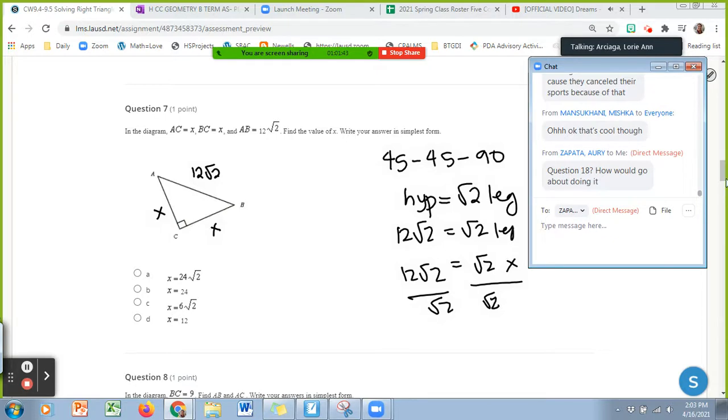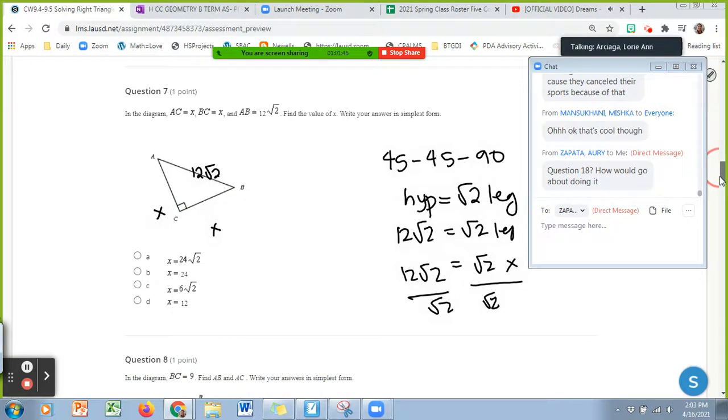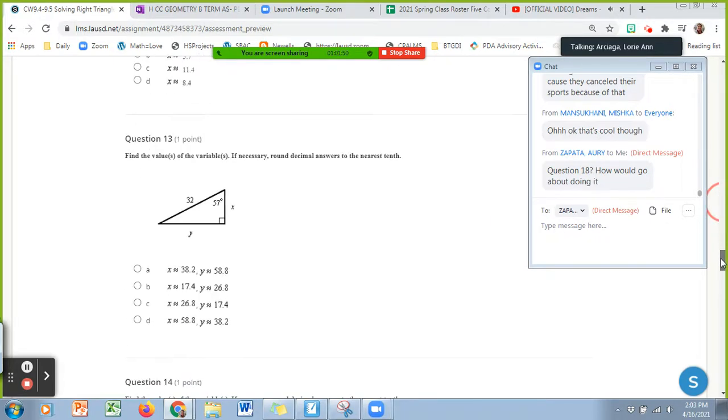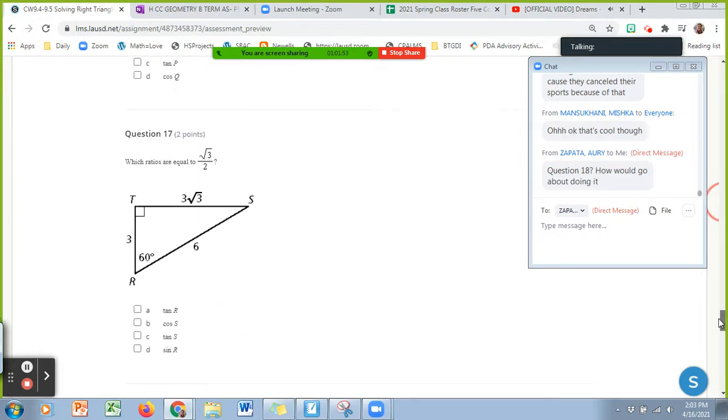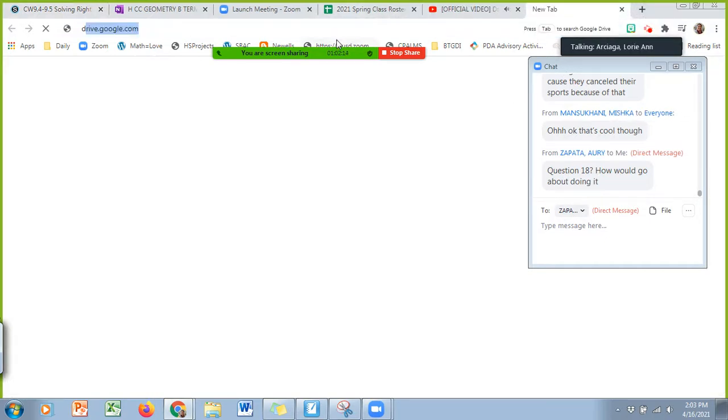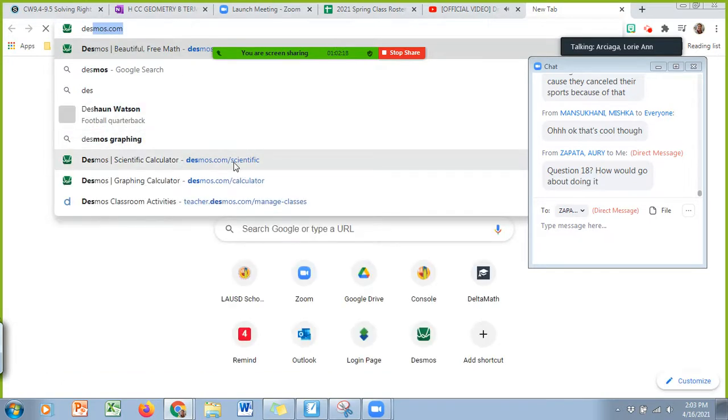Question 18. How would you go? Okay, so question 18. Let me clear this over here. What's 18? Okay, so in 18, you need to use a calculator for that one. You know how you can press tan 60 times tan 30 at the same time and see which one becomes equal to 1. I don't know if your calculator can do that, but last time I used Decimal Scientific.